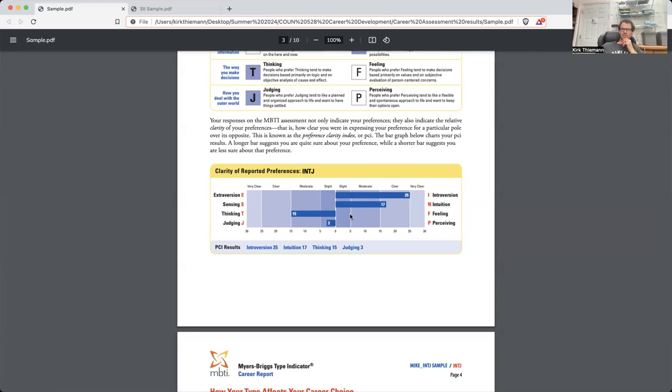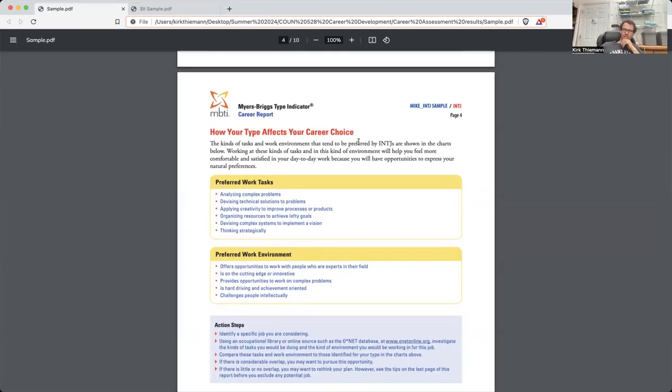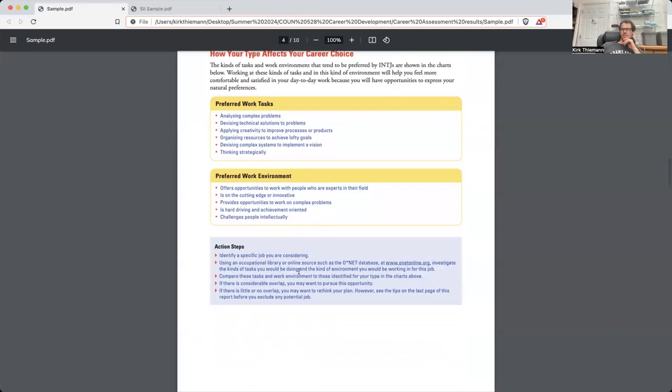Once again, one thing to really think about: it doesn't just provide the answers to you here, but shows you visually where you are on that scale. So I definitely suggest you take some time to consider that. What I really like about this is that it emphasizes strengths based on types. This is focusing on career choice. Preferred work tasks for this individual, based on the INTJ type, might be to analyze complex problems, devising technical solutions to problems, etc. There are these preferred work tasks, then a preferred work environment, and then it gets to these action steps.